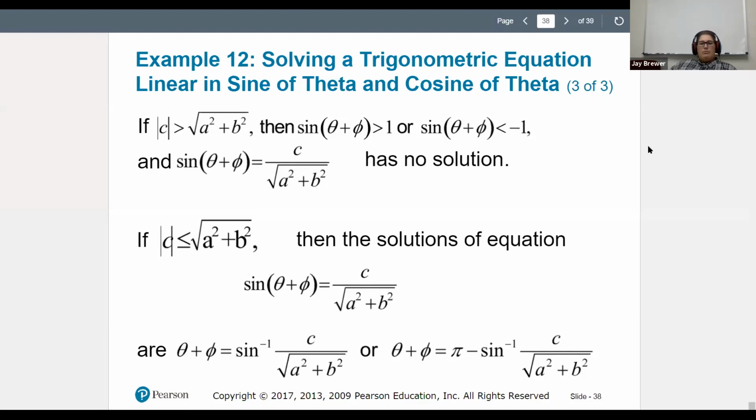If the absolute value of c is less than or equal to the square root of a squared plus b squared, then the solutions of the equation are inverse sine of c over the square root of a squared plus b squared, or pi minus that solution. Okay, so in that situation, you're kind of looking at more of an abstract solution.